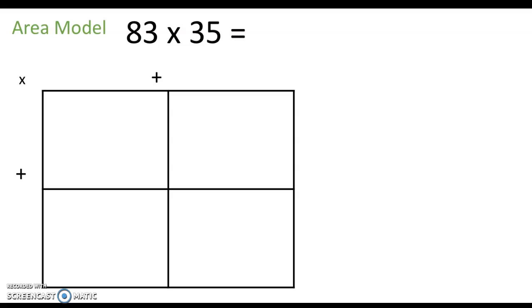83 times 35 using the area model. First, make sure you set up your boxes correctly. Then we're going to take our numbers and break them apart into expanded form. 80 plus 3, 30 plus 5. Then trace with your fingers.